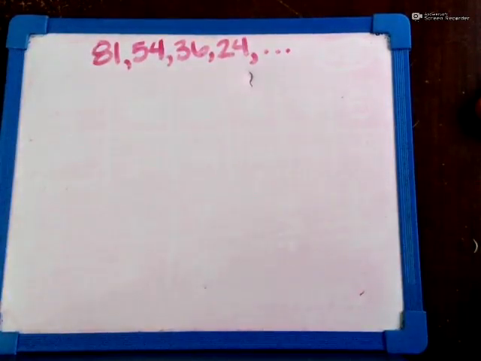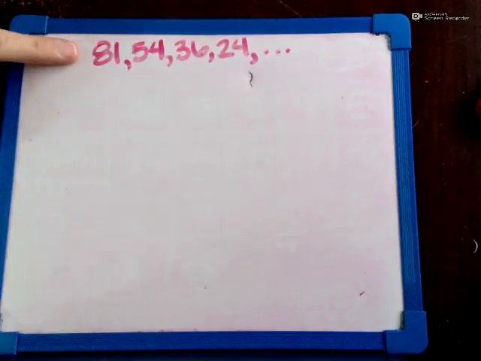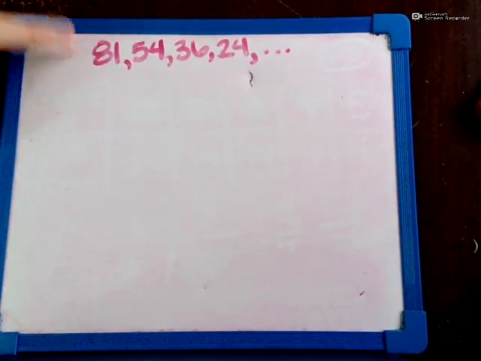For the following geometric sequence, determine A, the rule for generating the next term, and B, the next 3 terms. If terms are fractional, write them as fractions in simplest form rather than mixed numbers or decimals. We have 81, 54, 36, and 24. Because it's a geometric sequence, we're going to be dealing with multiplication and division. Pause, go ahead and figure the problem out.